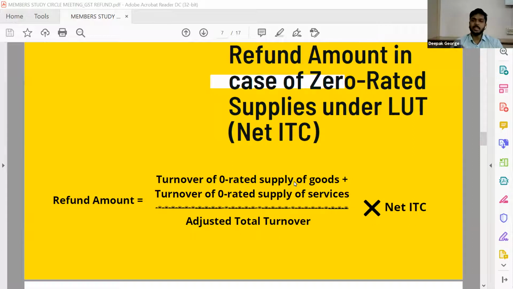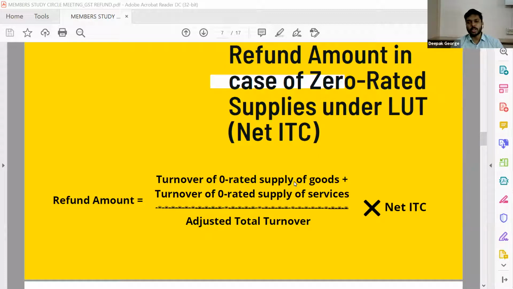Now, this is again something which is only prescribed or only mentioned in this section of the GST law for refund. Adjusted total turnover, something like your adjusted gross total income in income tax, right? And that bracket you multiply with net ITC. So ultimately, what you get from here, you are multiplying whatever is your ITC lying in your electronic credit ledger for which you want refund.